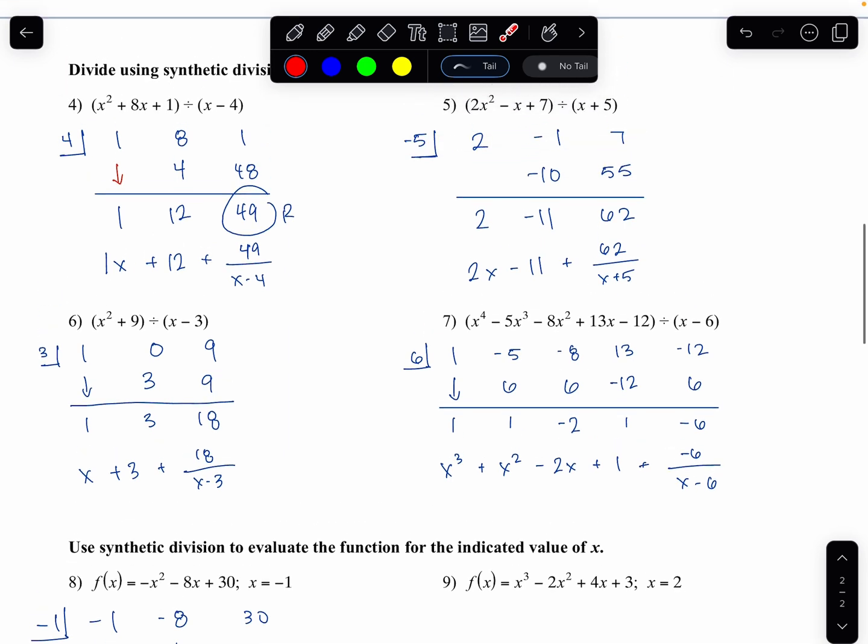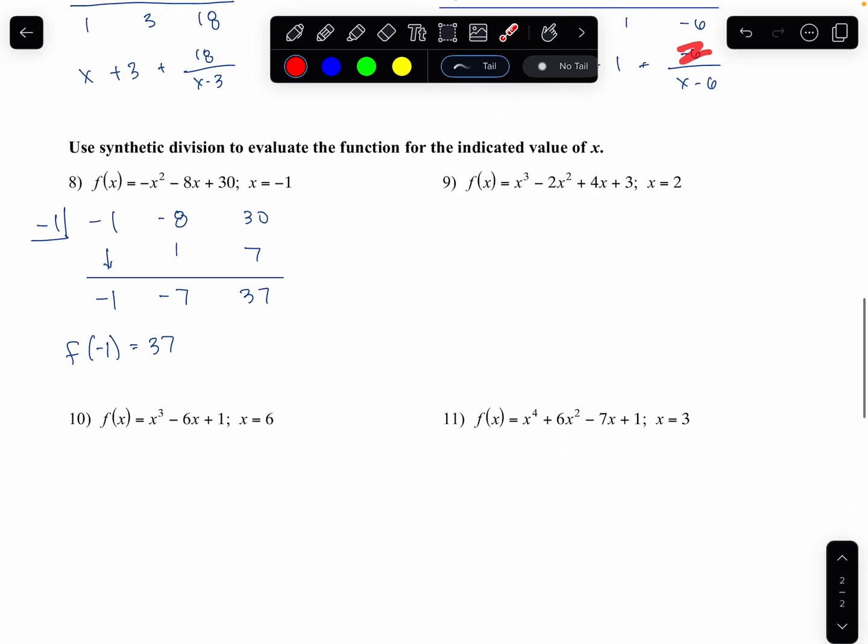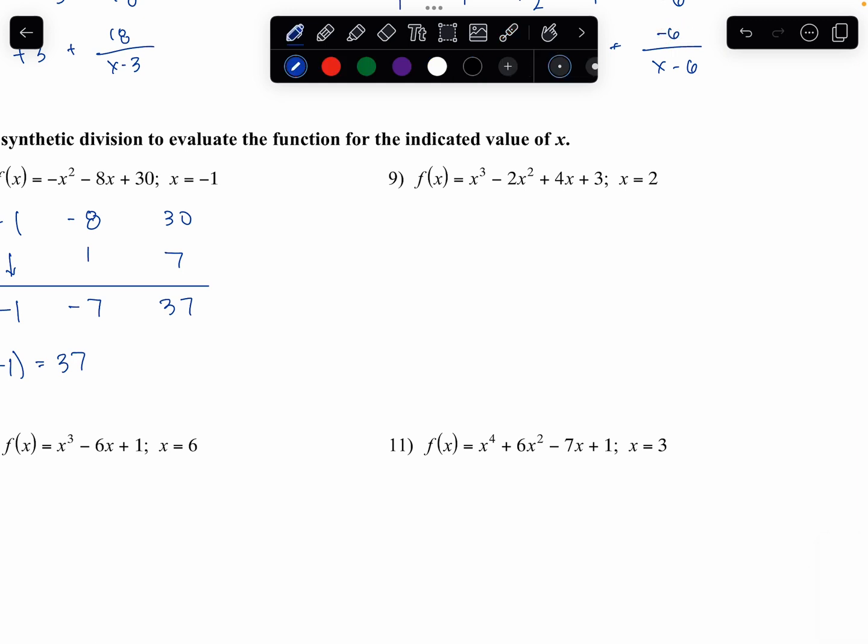If I go back up here, we can apply the same concept. If I plug in 4 into the function here, I'm going to get 49. If I plug in negative 5 here and do the math, I'm going to get 62. If I plug in 3 right here, well, 3 squared is 9, plus 9, that gives me 18. If I plug in 6 into all of these, I'm going to get negative 6. That's just a cool thing about synthetic division.